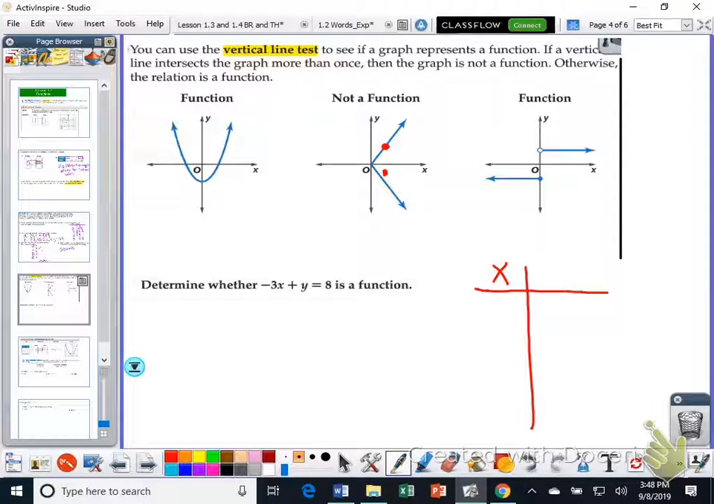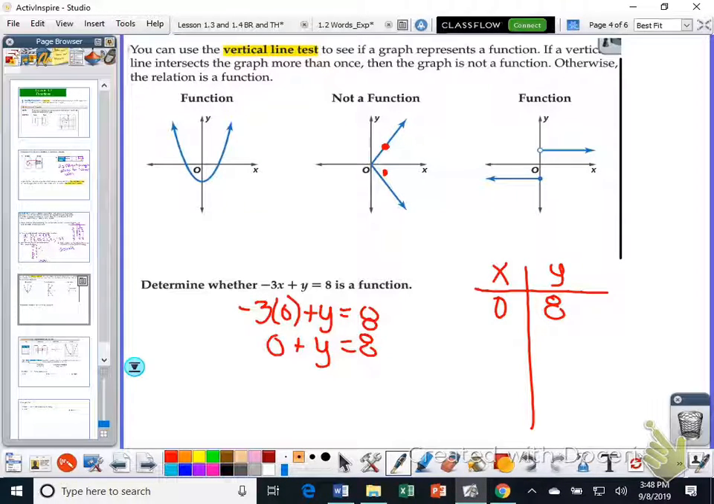So for x, let's use 0. Here's just some practice with guess and check. Negative 3 times 0 plus y equals 8. So then I have 0 plus y equals 8. Okay, so our y value for this is 8. So (0, 8) would be a point on the line.